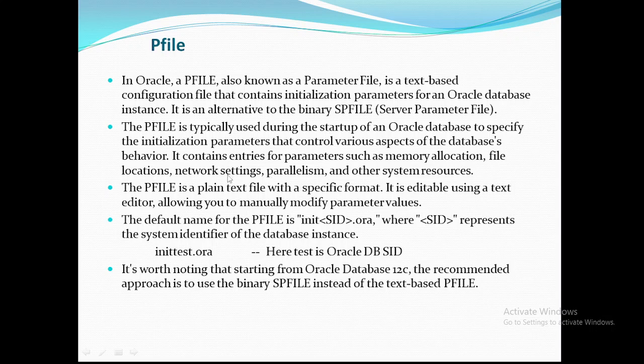What parameters can we have in this file? The P file is a plain text file with a specific format. It is editable using a text editor. It's a simple file, you can edit it. The default name for the P file is init, then your Oracle SID name, and then .ora. So if your Oracle SID is test, then the P file name is inittest.ora.